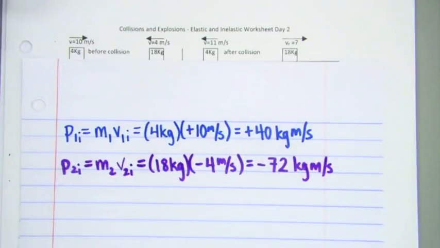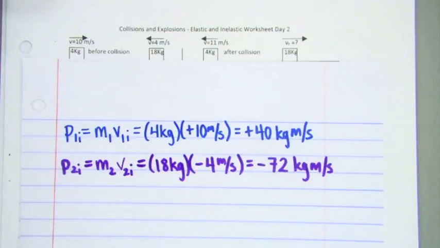Now, if I were looking at this and I said, which object has more momentum? Please make sure you understand momentum is not based on its positive or negative. That's the direction. So when I ask for more momentum, we're looking at the magnitude of the object. And that would be object 2.